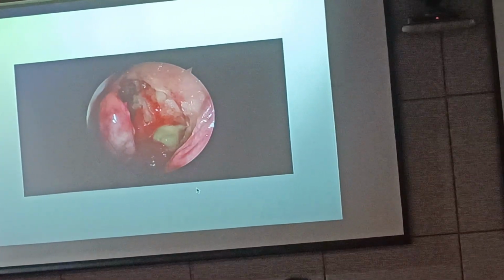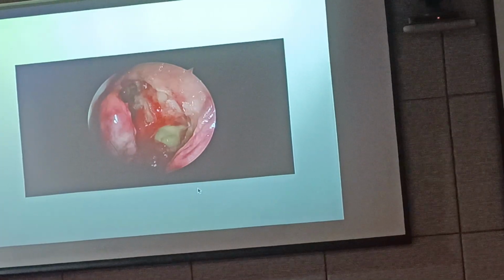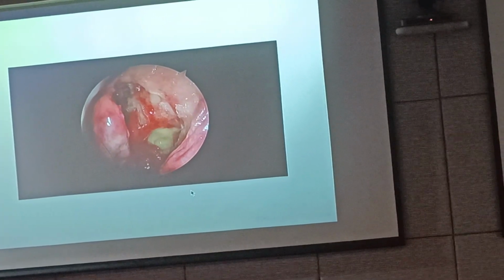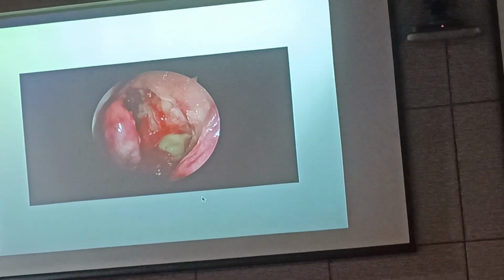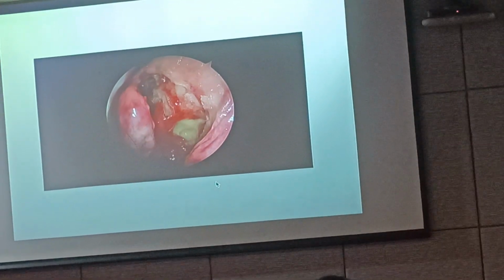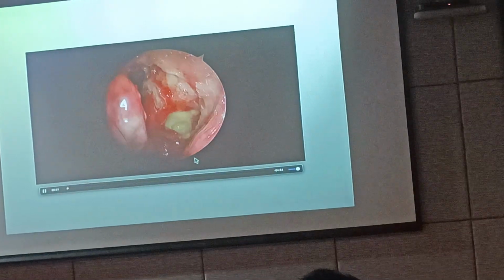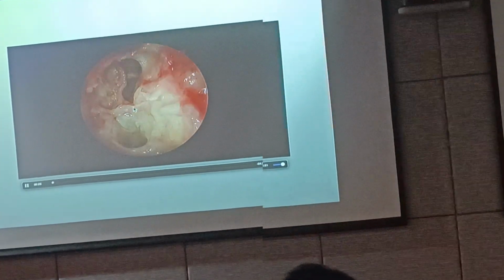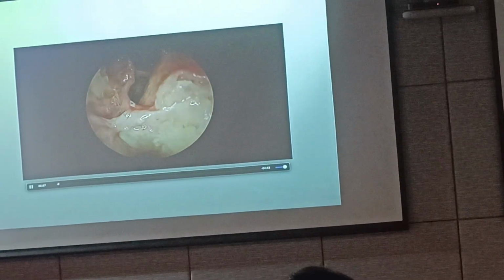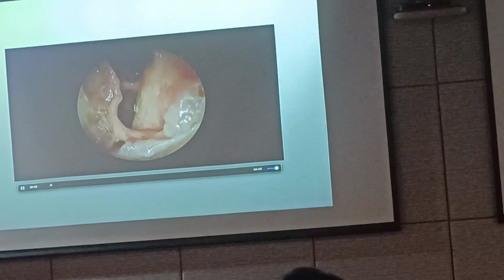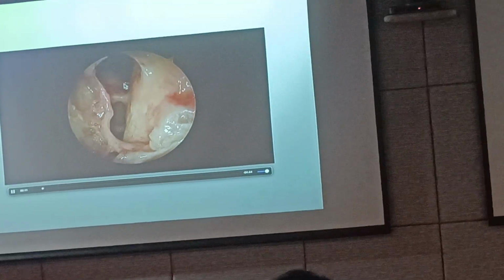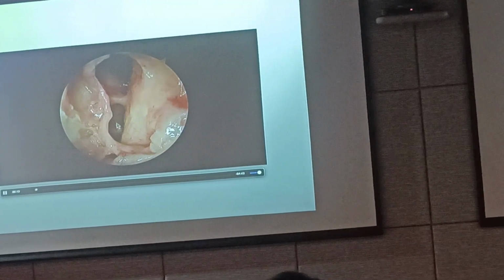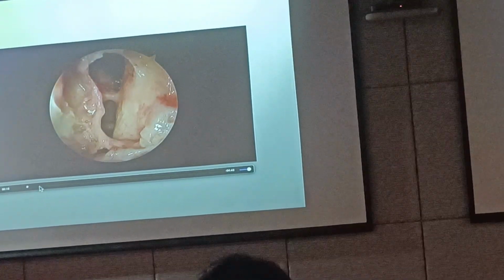This is a cadaver. The reason I've taken a cadaver is that in common cases, like inverted papillomas, the landmarks are destroyed, so you can't see them. I'll just show you very quickly what you do. The first thing is you open up the frontal recess as much as you can.